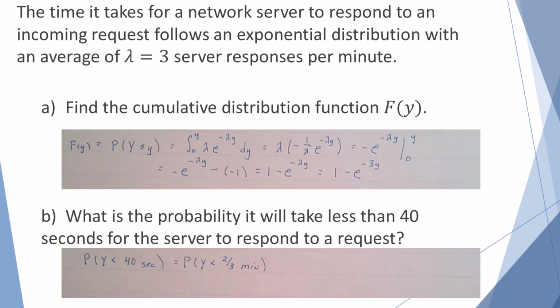Well, now note that this probability is just equal to capital F of 2/3. And this equals 1 minus e to the negative 3 times 2/3. Now we can simplify this to 1 minus e to the negative 2. And this is approximately equal to 0.8647.